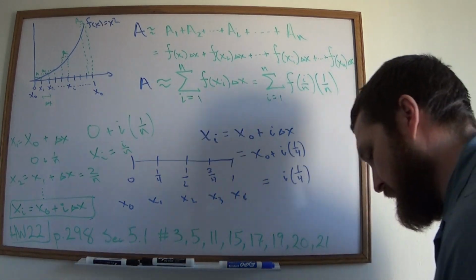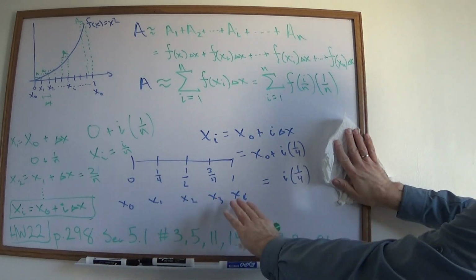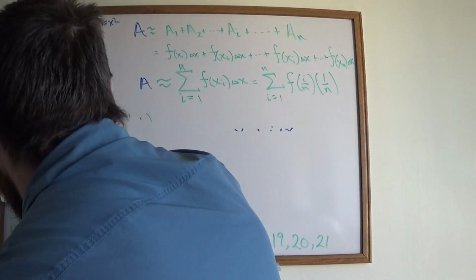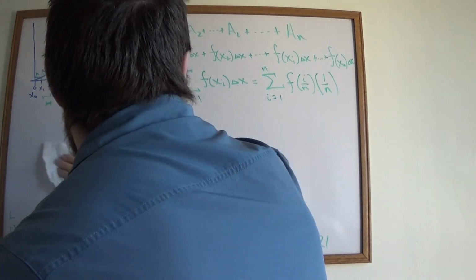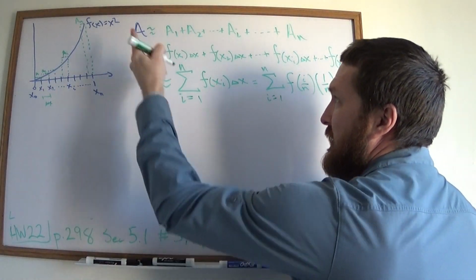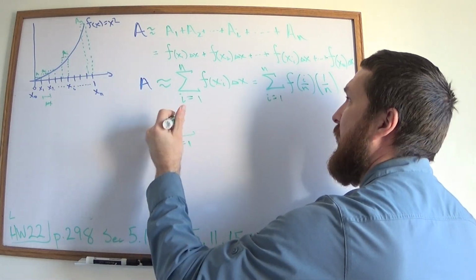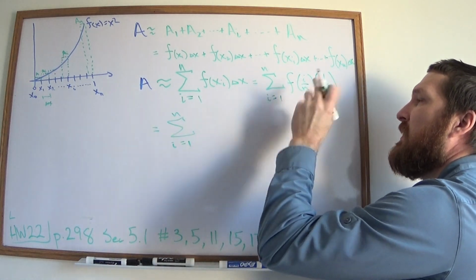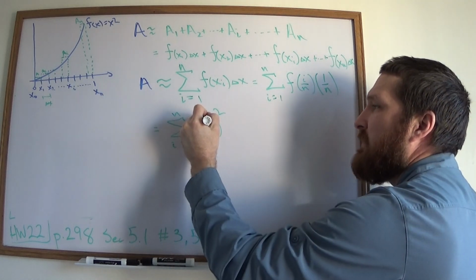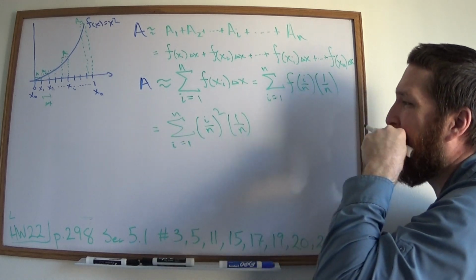Ready? Okay, I'm going to get rid of all this down here. I don't need any of that. Now, what is f of something? In this case, what is our f? x squared. So I take whatever that is, plug it into this function, and it tells me you take that thing and square it. So that thing happens to be i over n. Now I'm going to multiply that by 1 over n.